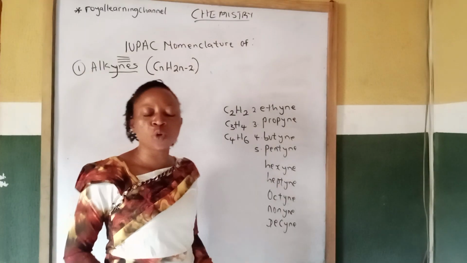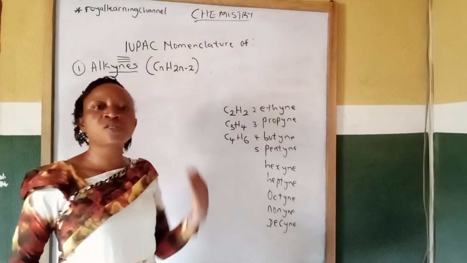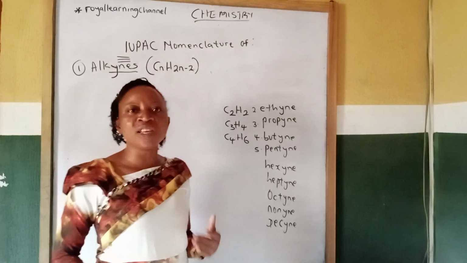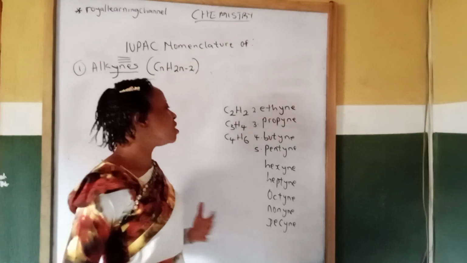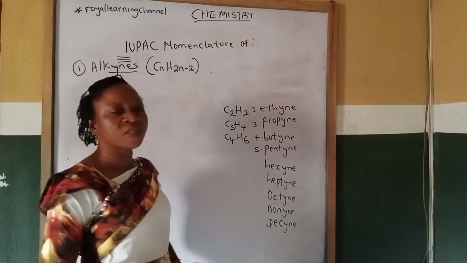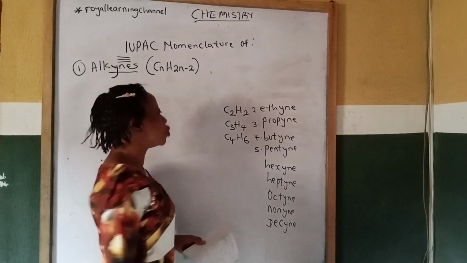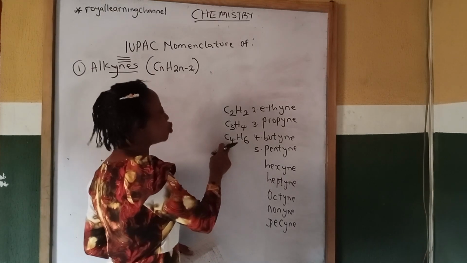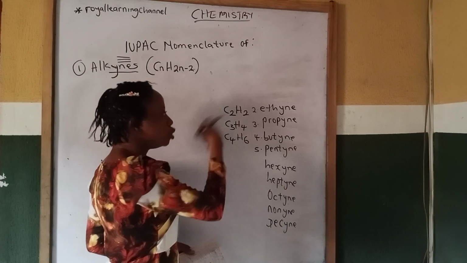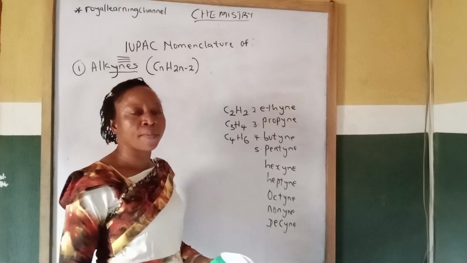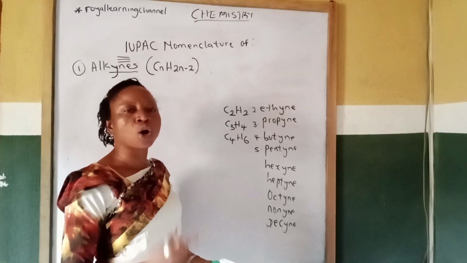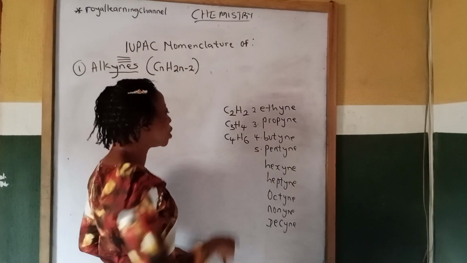Then what does the homologous series say? It says that each successive member differs in its molecular formula by CH2. That is, by adding CH2 to the first member, you get the molecular formula for the second member. When you add CH2 to the second member, you get the molecular formula for the third member.